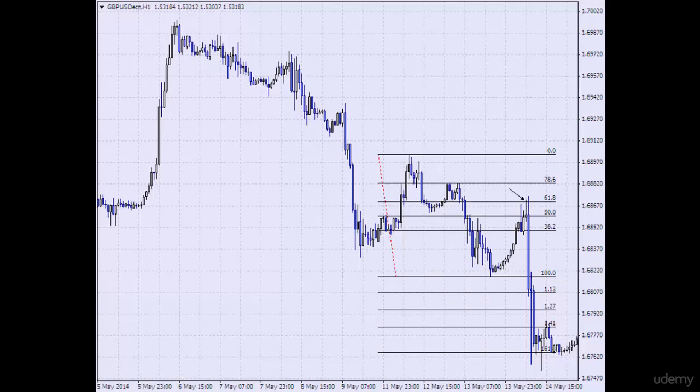Now here's another example of a Fibonacci trade. So you would draw your fibs from the lows to the highs. The market retraces to the 618 Fibonacci level. We have tweezer tops at the 618 Fibonacci level, and then the market falls to the 1.618 Fibonacci level.